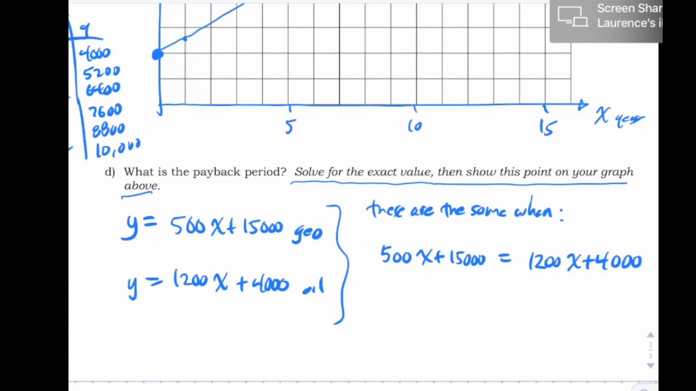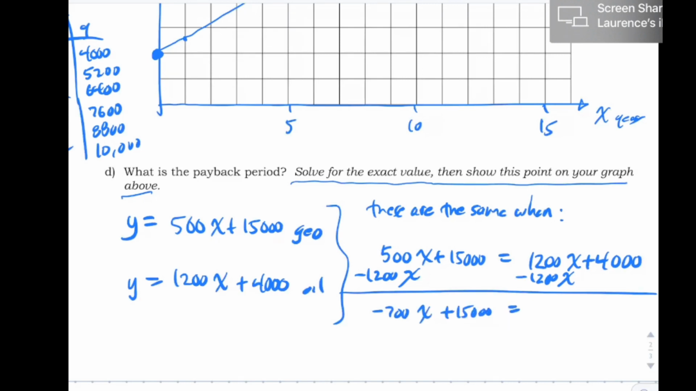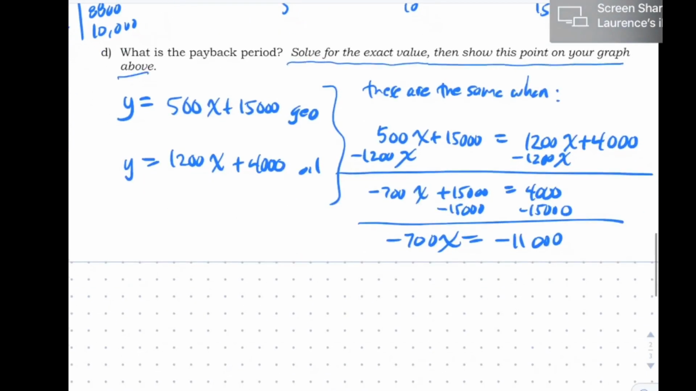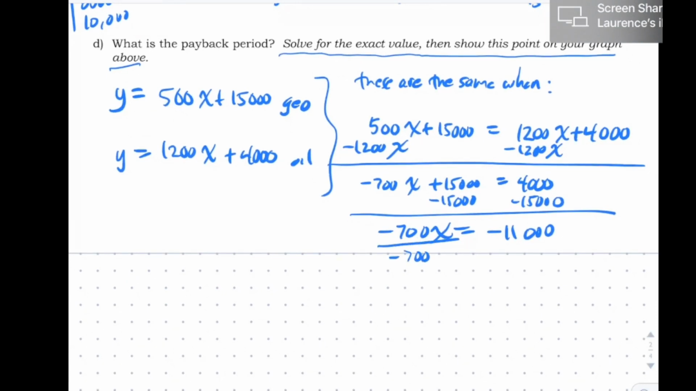So I think what I'll do is, you could do this a couple different ways. Maybe I'll be all disciplined and put x on the left no matter what. So 500 minus 1200 is negative 700x plus 15,000 equals 4,000 over here. And then you say, okay, now I got to subtract the 15,000 on both sides. So I got a negative 700x over here. 4,000 minus 15,000 is negative 11,000 over here. And you divide both sides by the negative 700. Negative divided by negative is positive. 11,000 divided by 700 is, oh, didn't I do this?